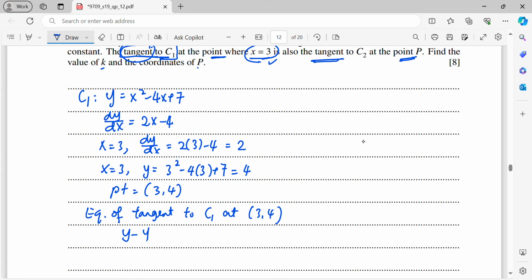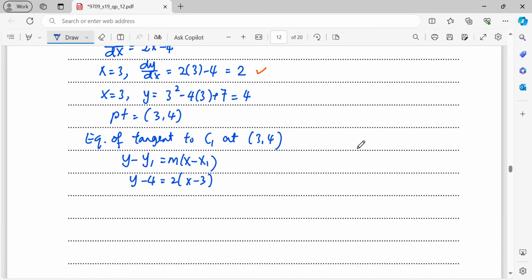So use the formula y minus y1 is m of x minus x1. Now my m is basically dy/dx because it is the gradient of the tangent. So here it is going to be y minus 4 equals 2 of x minus 3. Then you will get y minus 4 equals 2x minus 6. So your y is 2x minus 6 plus 4. That is y equals 2x minus 2. This is the equation of the tangent to C1.